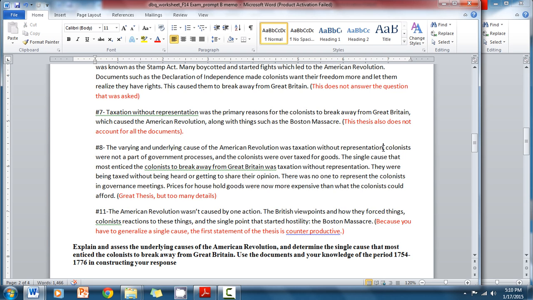Taxation without representation, that's one cause. The colonists not being a part of the government processes, that's another cause. Excellent. Colonists were being overtaxed. Excellent. And then you explicitly reference the single cause.